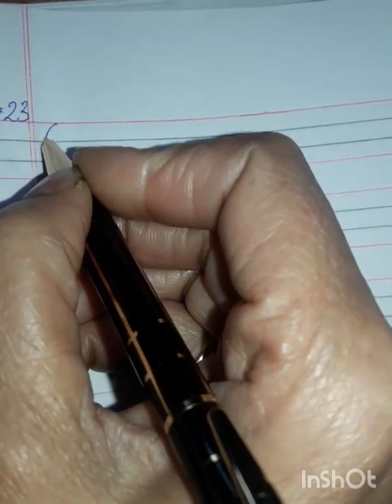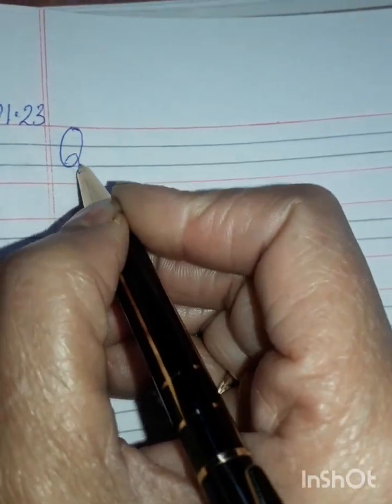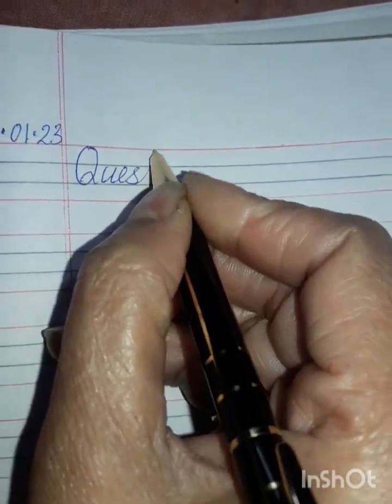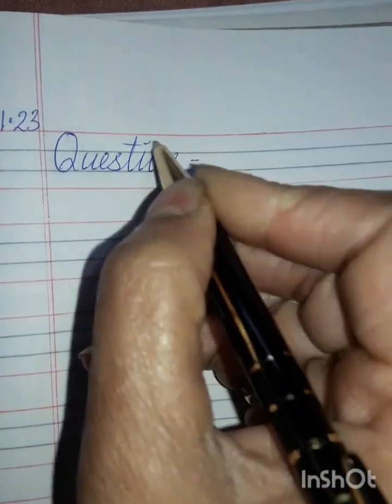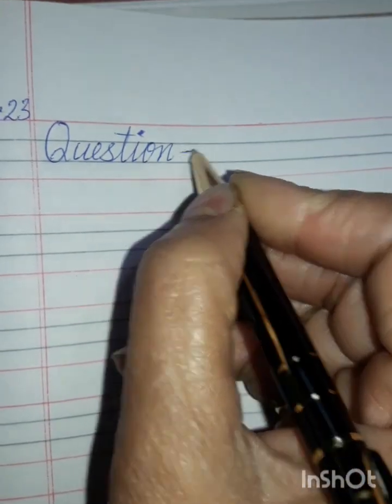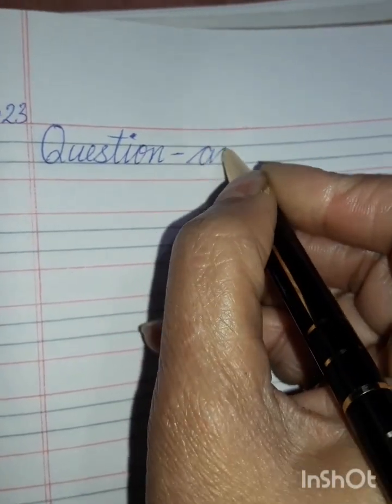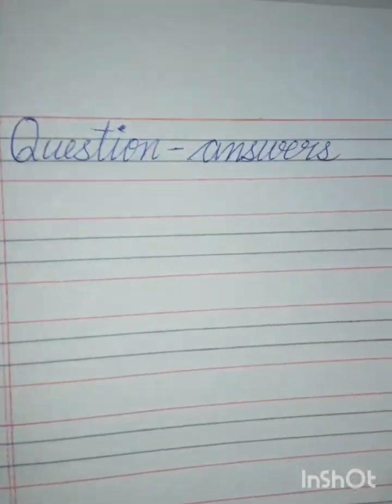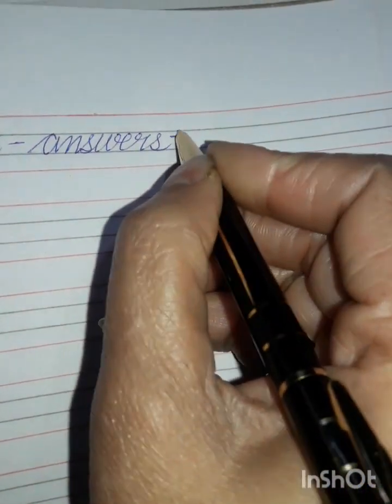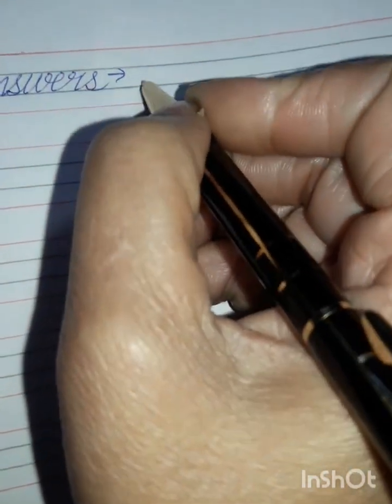So you will write here question answer, Q-U-E-S-T-I-O-N, question. Put a dash here. Write down A-N-S-W-E-R-S, answers. Then put an arrow because we are going to write here the topic: months of the year.